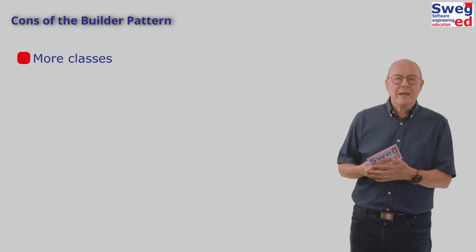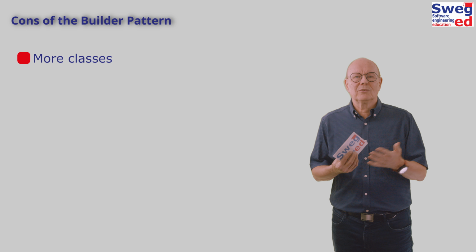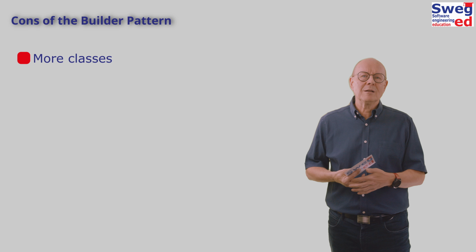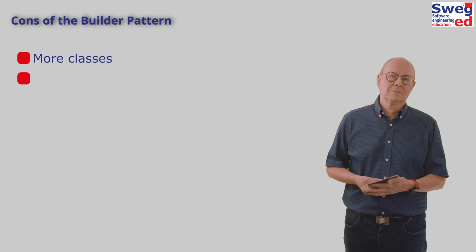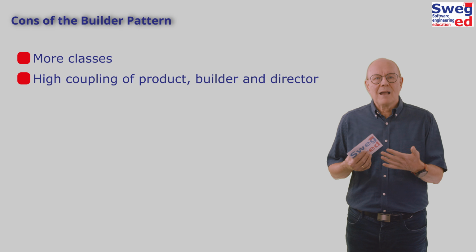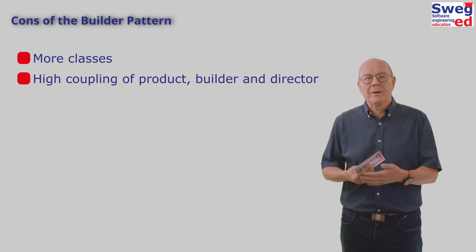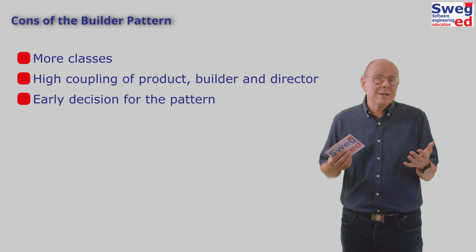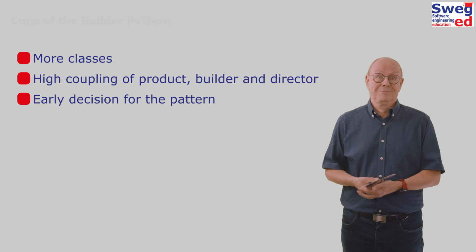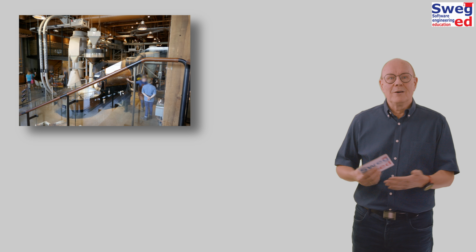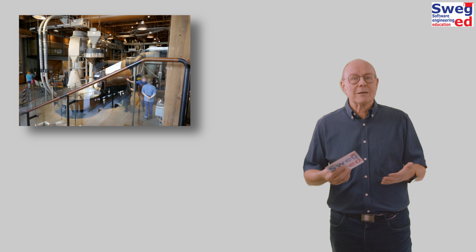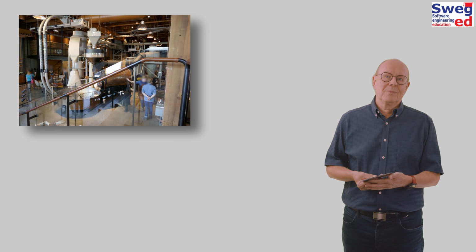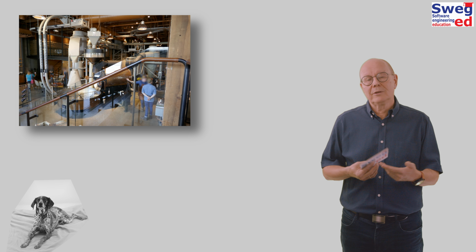On the con side there are more classes which might feel complex. But putting all steps in one class would be harder to maintain. There is tight coupling between product builder and director. And like all patterns, don't use it when a simple solution is enough. By the way, the builder pattern is similar to abstract factory. I will cover that pattern in another video. There I'll also discuss the differences.